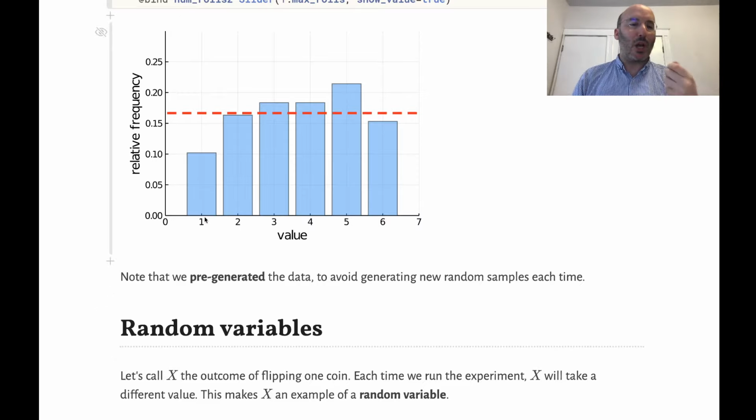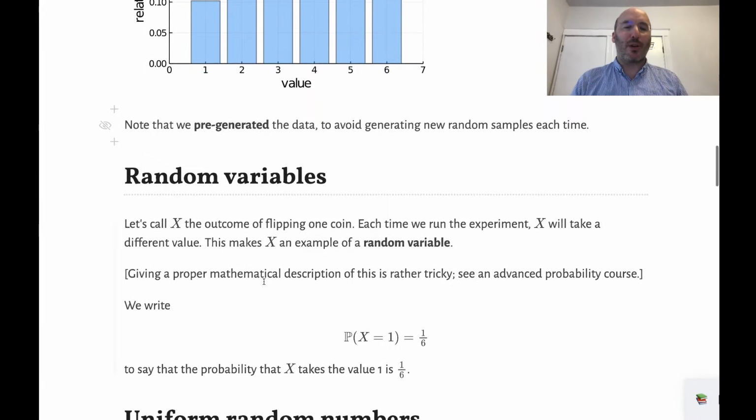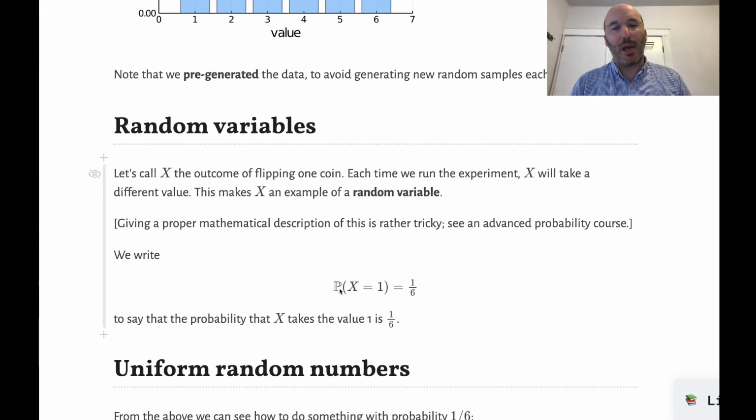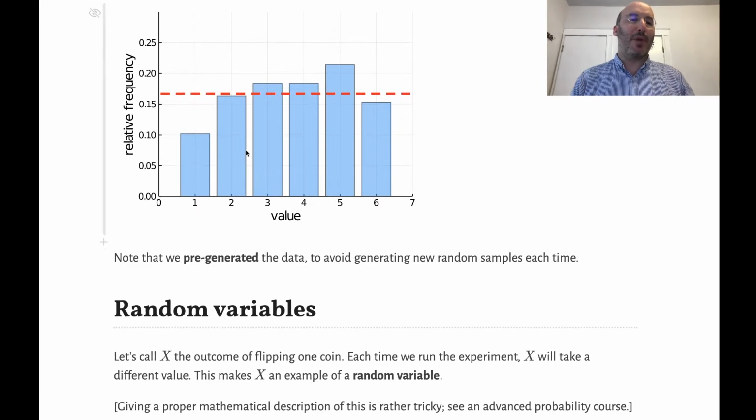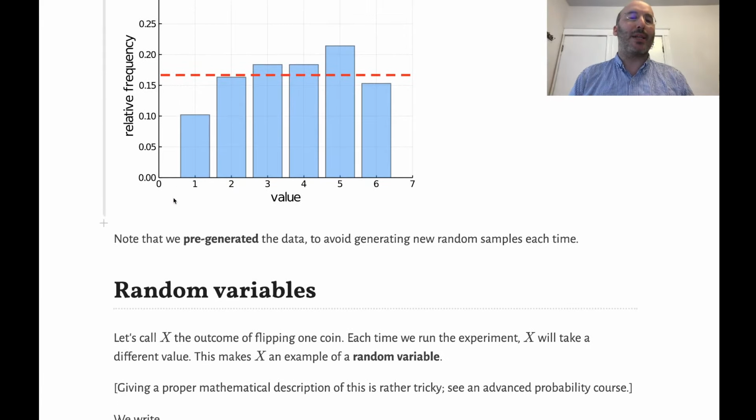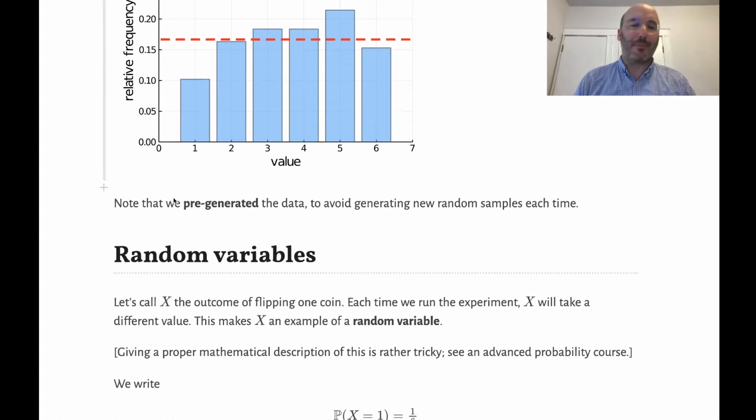For example, here it can only take the values between 1 and 6 in this particular case. And what we're interested in is, what is the probability, what is the frequency or chance of this value being, for example, equal to 1? And so we're going to write that as blackboard bold P of x equals 1. The probability that x takes the value 1, what is that probability? Theoretically, it's 1/6. In this particular simulation, in this particular example, it's about 1/10. That's called the empirical probability.